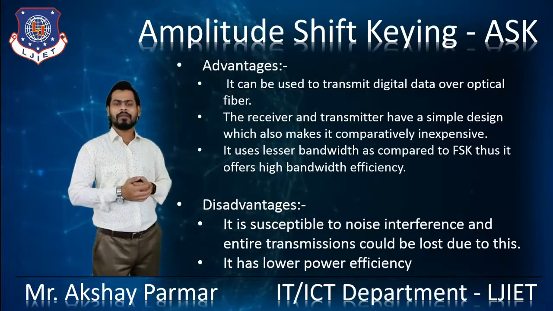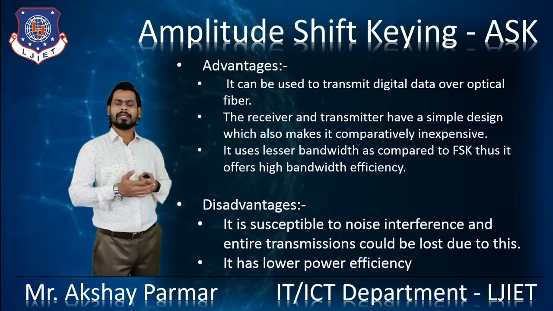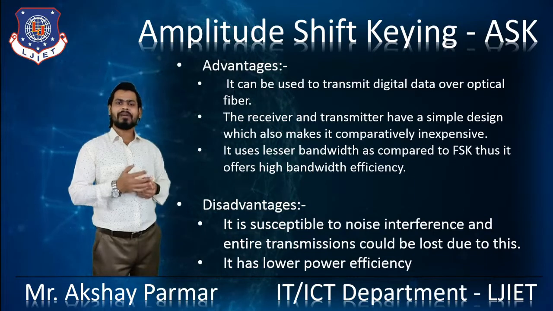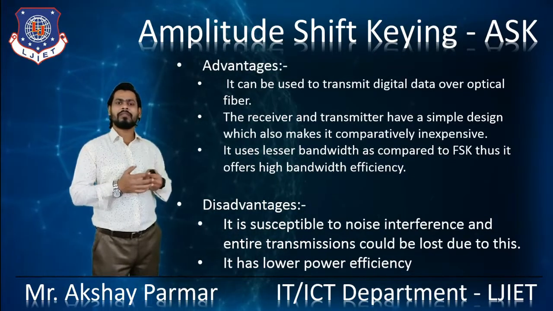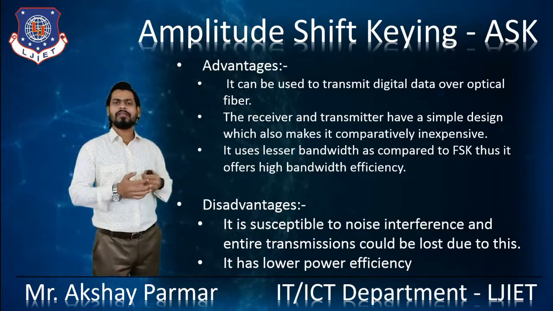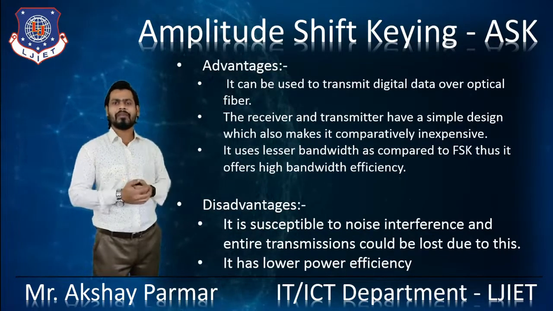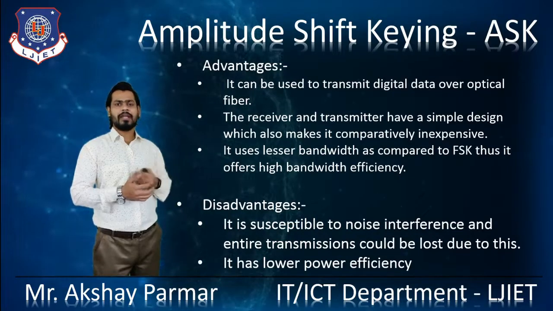So the devices which are used for ASK are a little cheaper. It uses less bandwidth as compared to FSK, that is frequency shift keying. Thus it offers high bandwidth efficiency, right? So those are the advantages of amplitude shift keying, ASK.